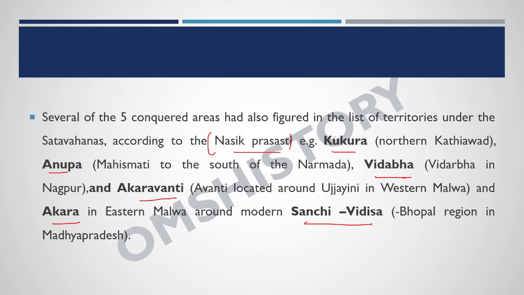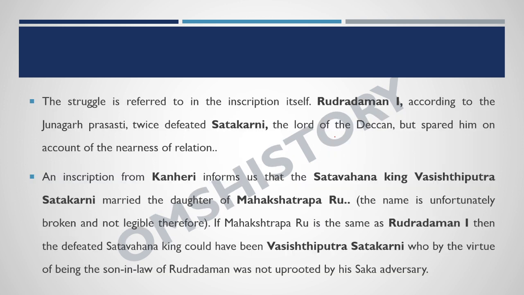Now one can easily infer that these territories which were earlier in the possession of Gautamiputra Satkarni were now under the territorial control of Rudradaman. So the areas which were wrested from the Satvahan, this struggle is referred to in the inscription itself. In this inscription, Rudradaman the first, according to the Junagarh Prasasti, twice defeated a king called Satkarni, the lord of Deccan.